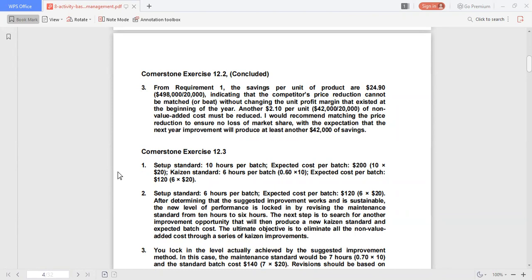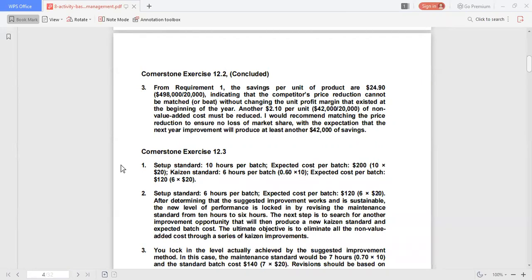Okay, so we have now from requirement 1, the savings per unit of product are 24.90 as computed, indicating that the competitor's price reduction cannot be matched or beat without changing the unit profit margin that existed at the beginning of the year. Another 2.10 per unit of non-value added cost must be reduced. I would recommend matching the price reduction to ensure no loss of market share, with the expectation that next year's improvements will produce at least 42,000 of savings.